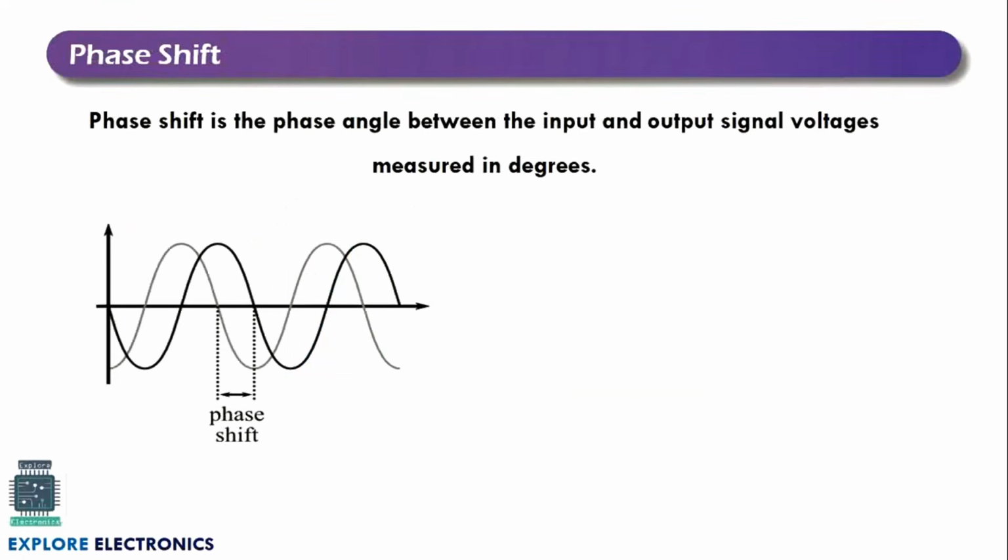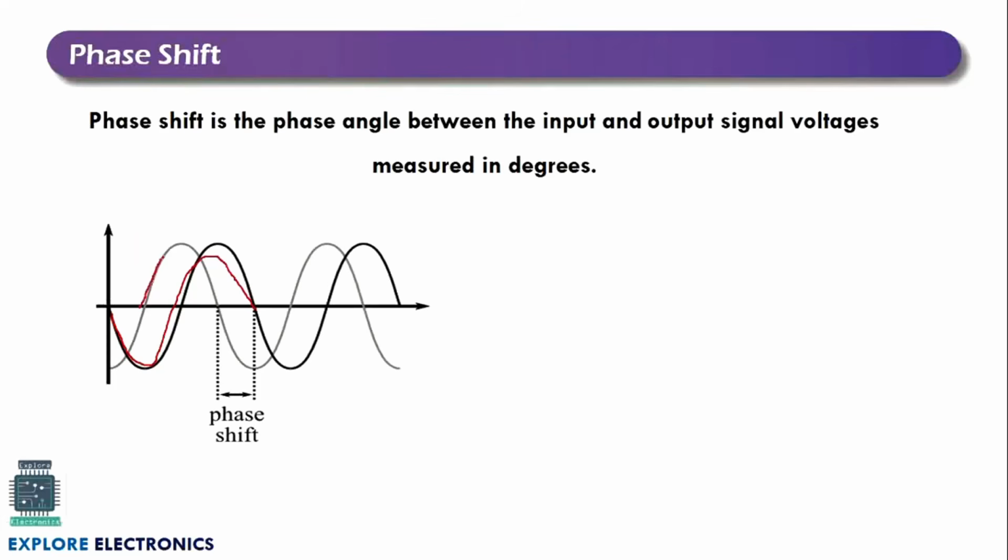Then we need to understand phase shift. The amplifier output may be having some phase shift with respect to the input signal. So we are discussing phase shift here. Suppose this is the input signal of any amplifier circuit and the output signal may be this.